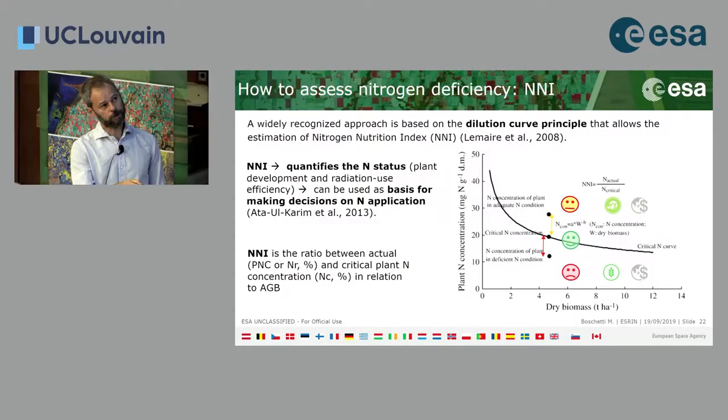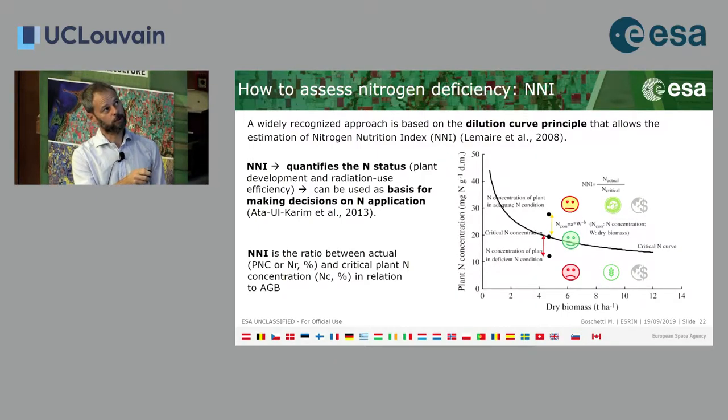So those criteria, called the dilution curves, define an indicator, the nitrogen nutrition index, that is able to quantify the real status of the plant in relation to what is supposed to be the theoretical, the optimal one. So we have an indicator that simply says you are in this condition, but you're supposed to be here. So it means that your indicator is below one, okay? Or you can be above one. It means that you are in a condition that is not optimal, but it's less critical in terms of production, but of course not sustainable.